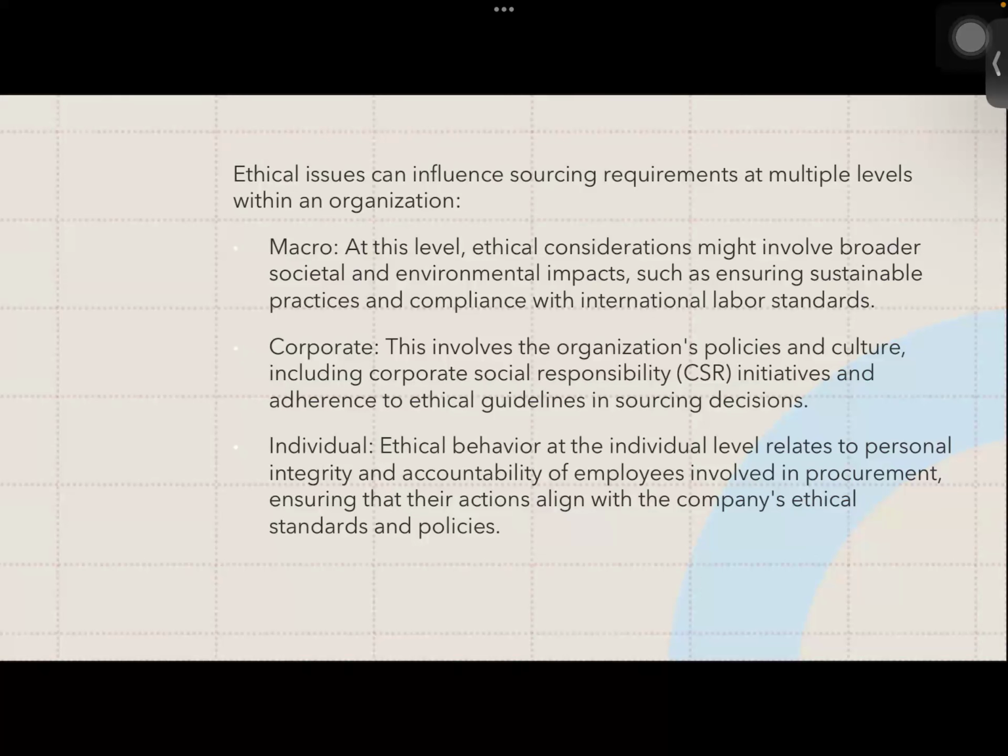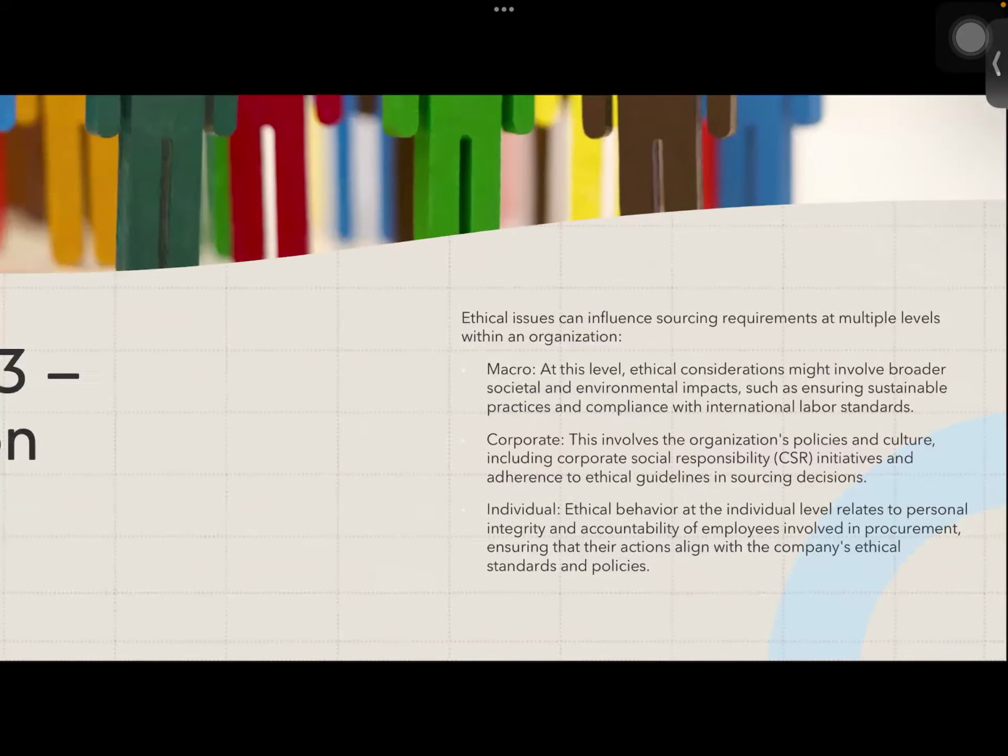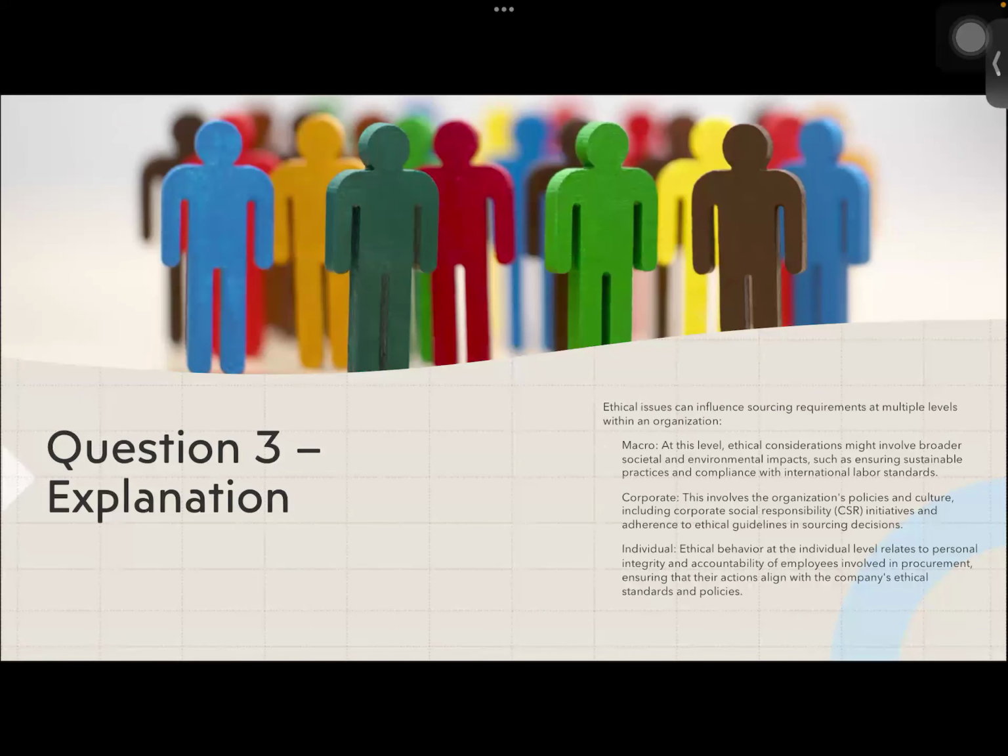At corporate level, the supplier itself must certify some standards, like having a CSR policy and a code of conduct. And at individual level, it requires that each employee, from both our organization and the supplier, must follow certain ethical standards and behavior. So the answer here is three levels: macro, corporate, and individual.